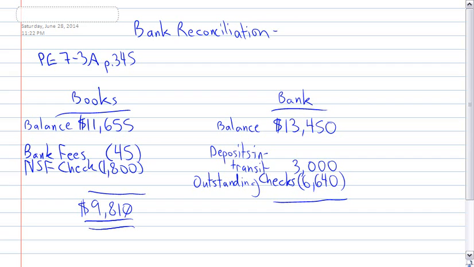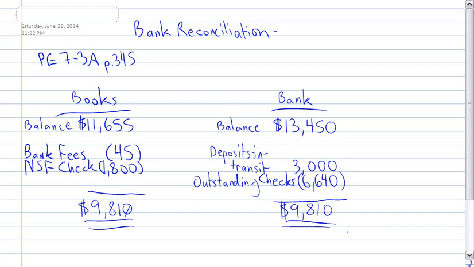So the problem is the timing of when the items hit. The timing of when things hit the bank differs with the timing of when things clear the books and get entered into the books. So that's the whole thing, it's an issue of timing. And I just netted the bank side down, and it does match. It does come out to an adjusted or reconciled balance of 9,810. So we're good to go.